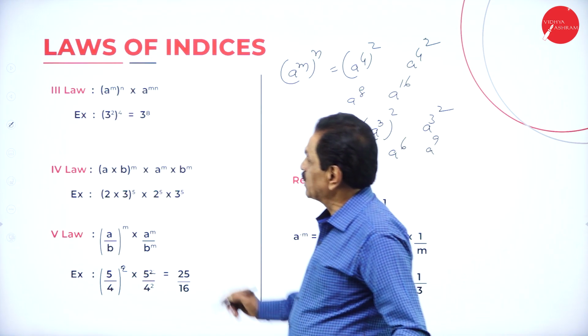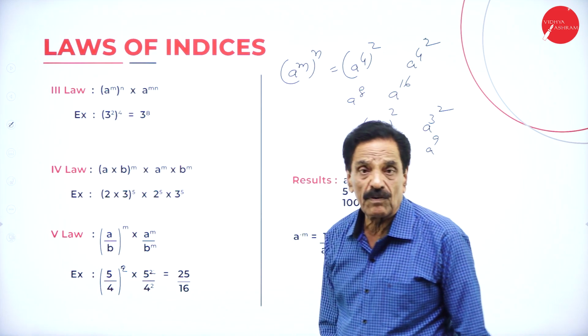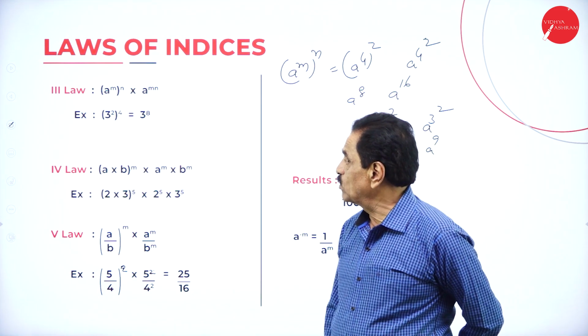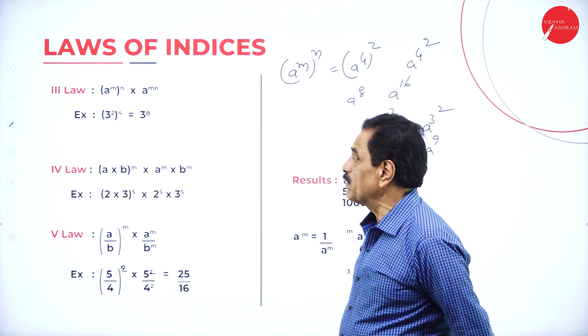Then we'll go to the third law. (A to the power of m) to the power of n. This is a to the power of mn. So (3 to the power of 2) to the power of 4 is 3 to the power of 8. If we remove the bracket, it's quite different.